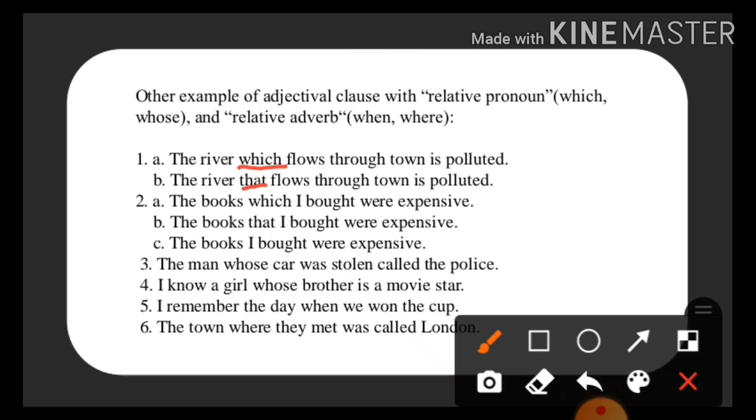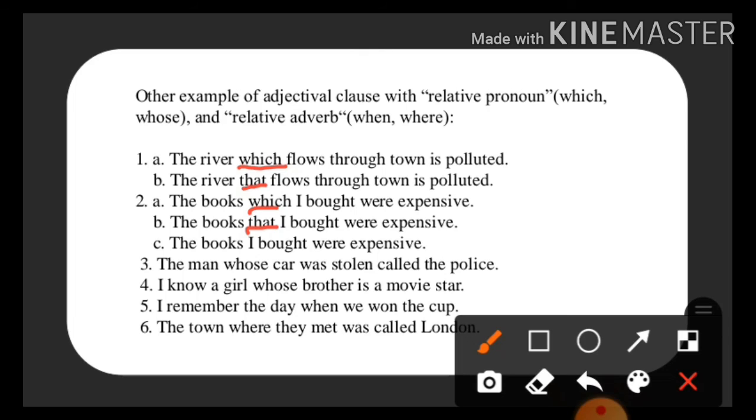And then the second example. A, the books which I bought were expensive. Which di sini sebagai relative pronoun. And then B, the books that I bought were expensive. Di sini juga relative pronoun. And then C, the books I bought were expensive. Di sini tidak ada karena dia bisa dihilangkan. Karena fungsinya sebagai object pronoun. Jadi dia bisa dihilangkan.